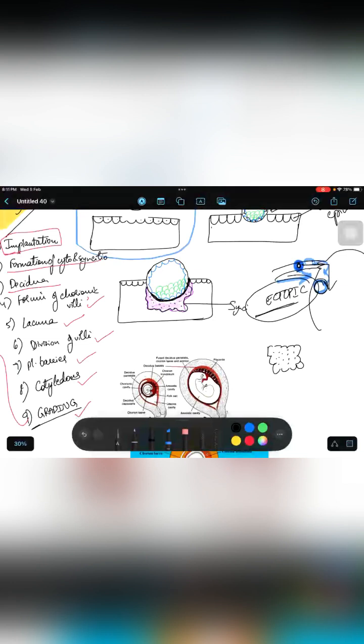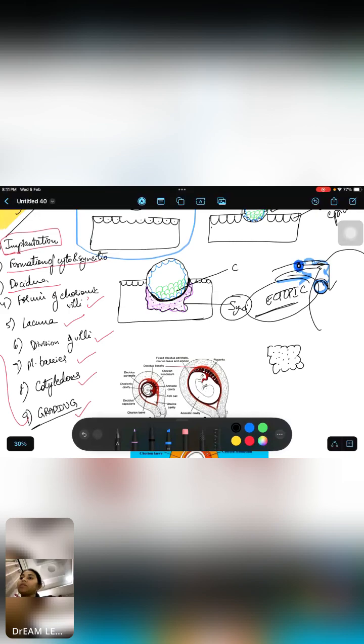Okay, that's where we got a differentiation of cytotrophoblast and a differentiation of syncytiotrophoblast. So syncytiotrophoblast will have only a continuous sheet of cytoplasm containing many nuclei. That is known as syncytiotrophoblast.